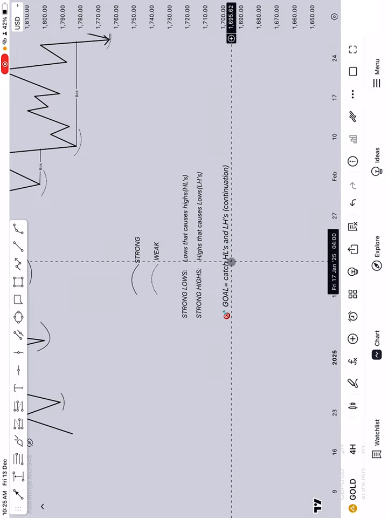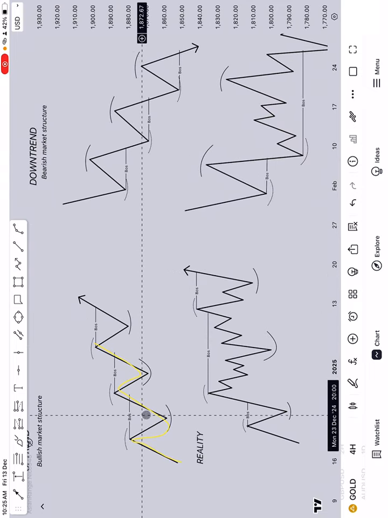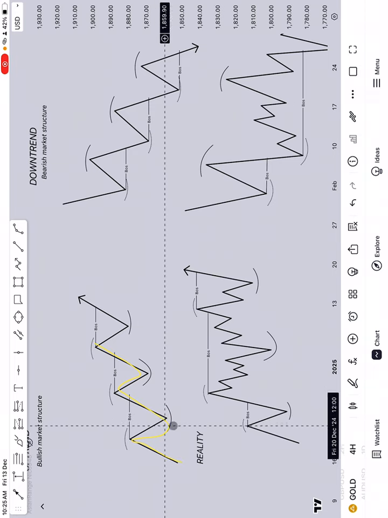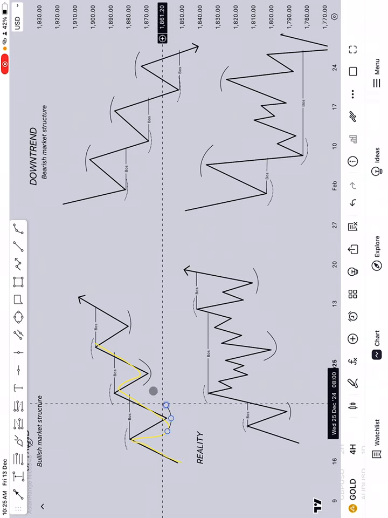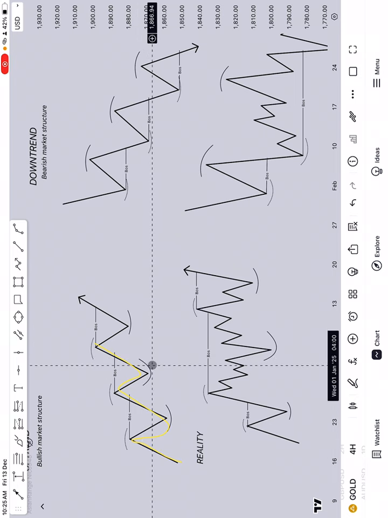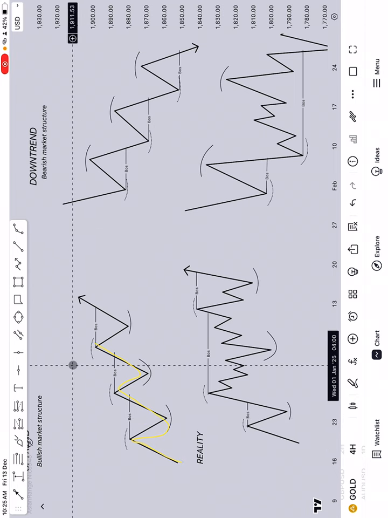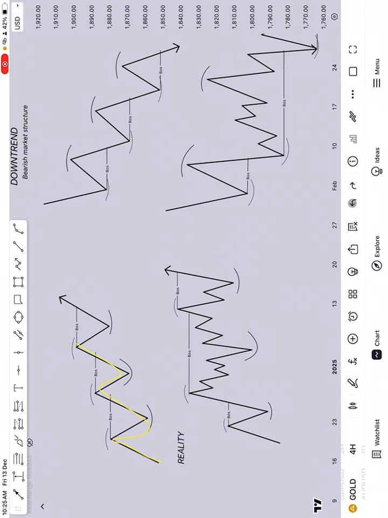So remember, our goal is to catch higher lows and lower highs, continuation. So remember, our goal is to trade from what? From the strong to the weak and target the weak. Okay. So remember, our goal is to trade from the strong and target the weak. So remember, this is a strong.